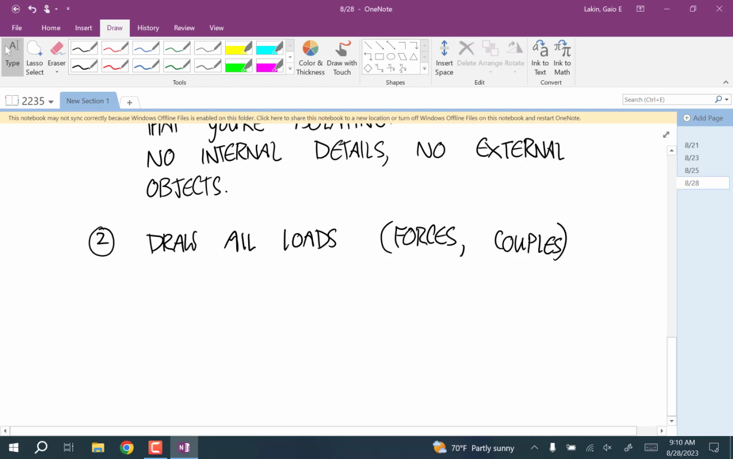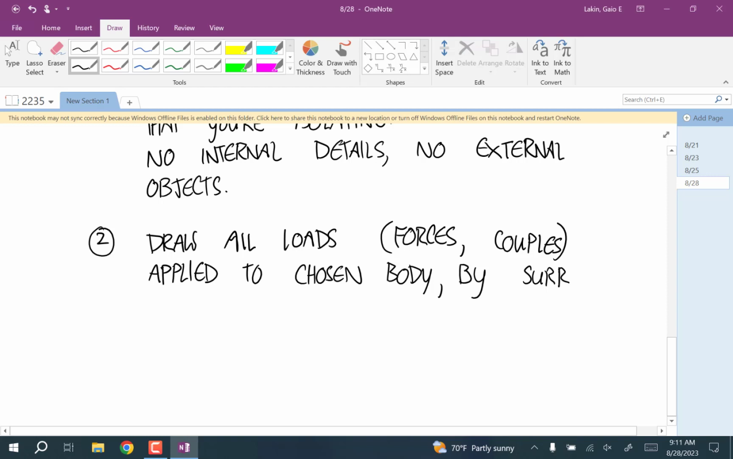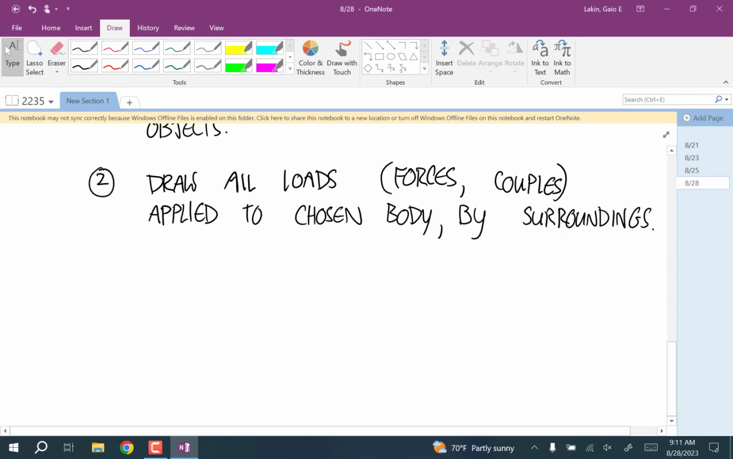So draw all the loads applied to the chosen body by the surroundings. You can think of these mentally as being divided up into two categories. I'm not going to write this down, but there are only two kinds of forces that there can be.